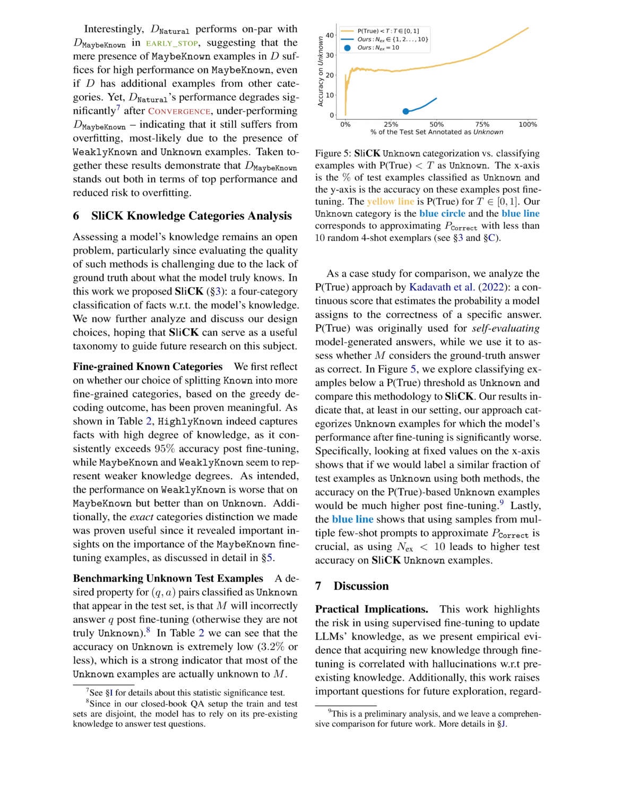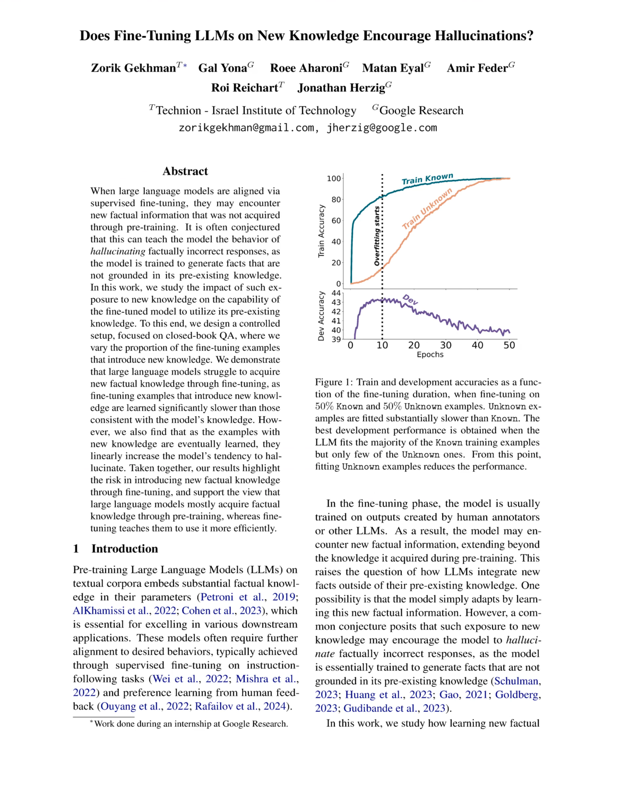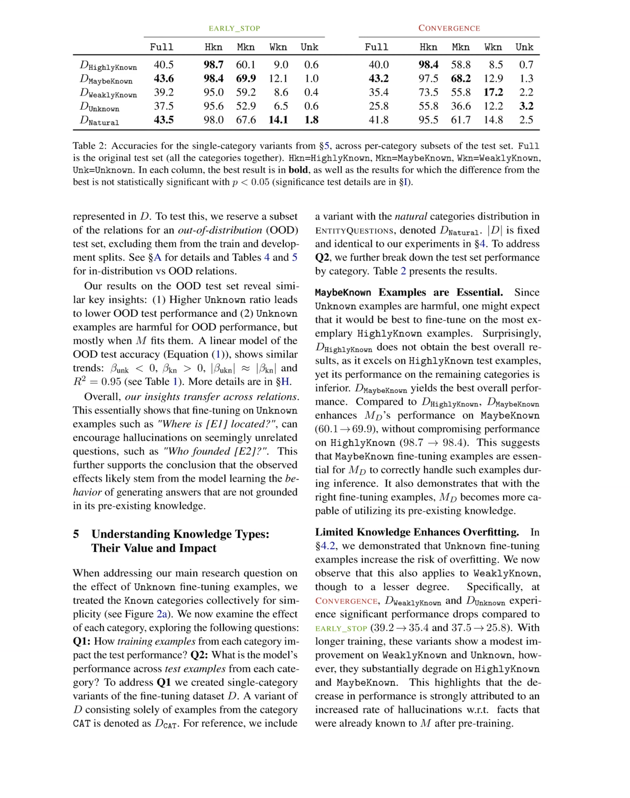Specifically, D_MaybeKnown enhanced the model's performance on MaybeKnown examples while maintaining high performance on HighlyKnown examples. This indicates that MaybeKnown fine-tuning examples are essential for the model to handle such examples correctly during inference. Additionally, the study showed that fine-tuning on WeaklyKnown examples, though to a lesser degree, also increased the risk of overfitting and led to a decrease in performance, especially on HighlyKnown and MaybeKnown examples.